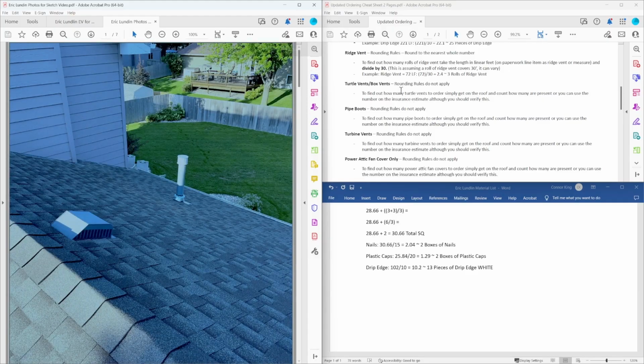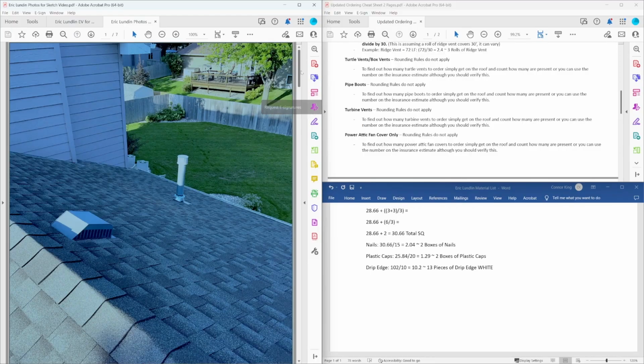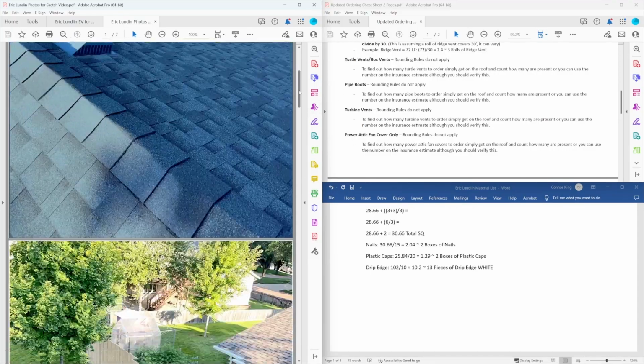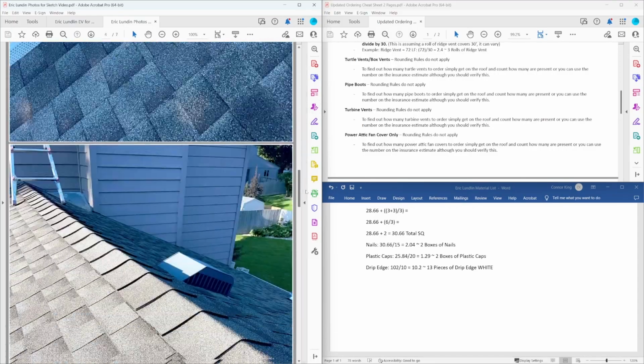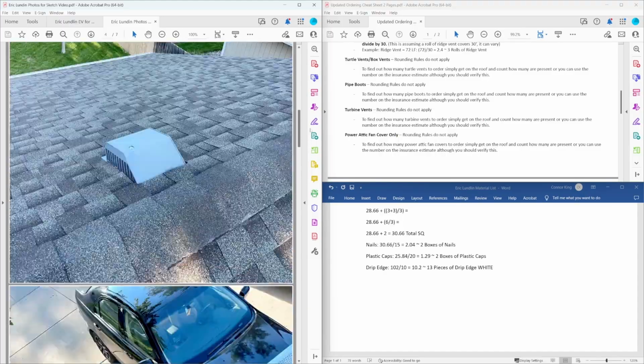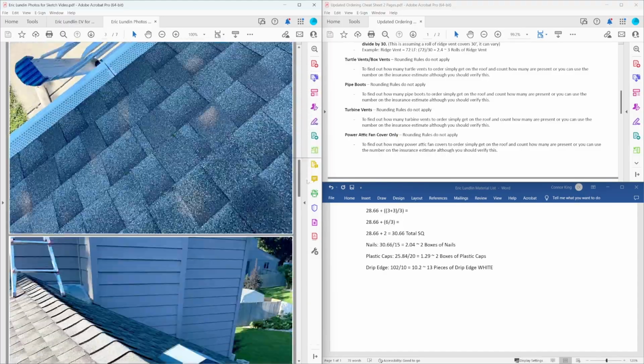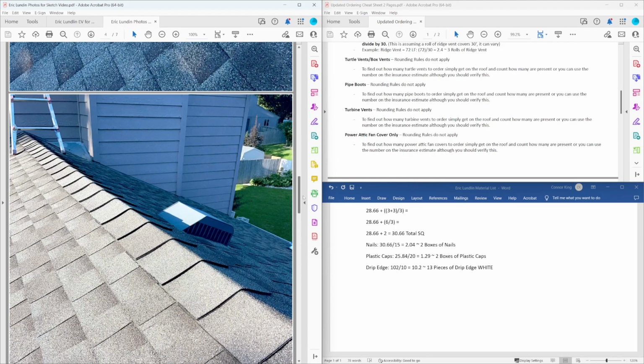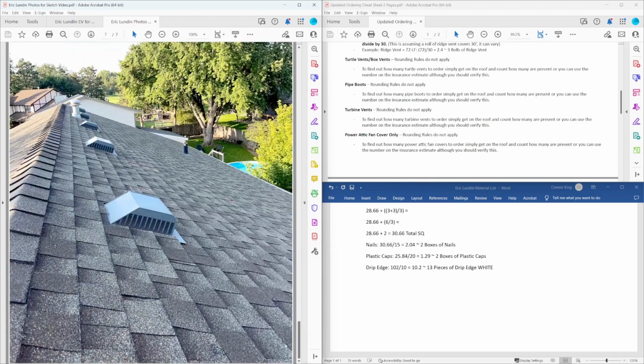So there's no ridge vent. Let's look at how many turtle vents we have. So we have 1 in this photo, 2. I think that's the same photo as the first one. Yeah, it is. And then on top we have 3, 4, 5, 6, 7. So we're going to have 7 box vents.